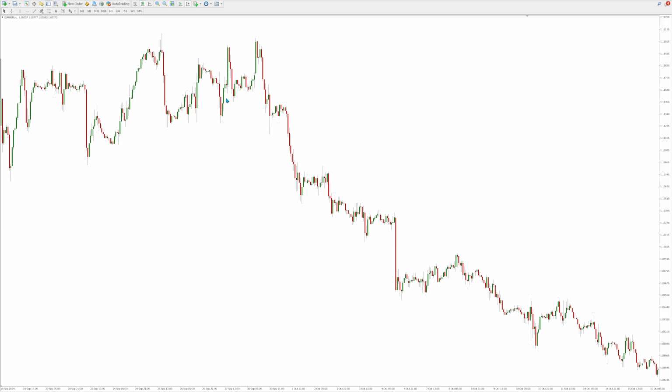So I'm using the MT4 platform here. You can use this on any trading platform. It doesn't actually require any indicators, just pure price action trading, which is my favorite. This is a euro dollar 1 hour chart.